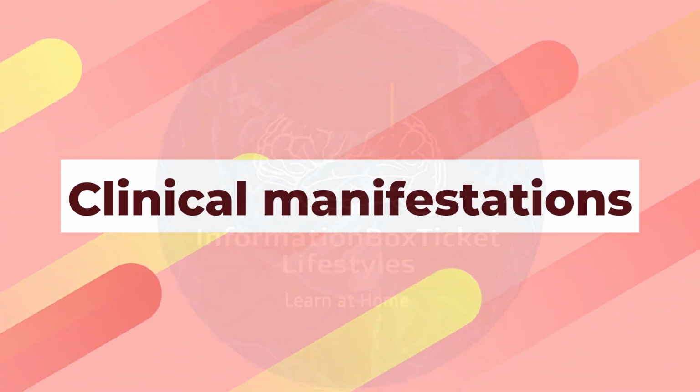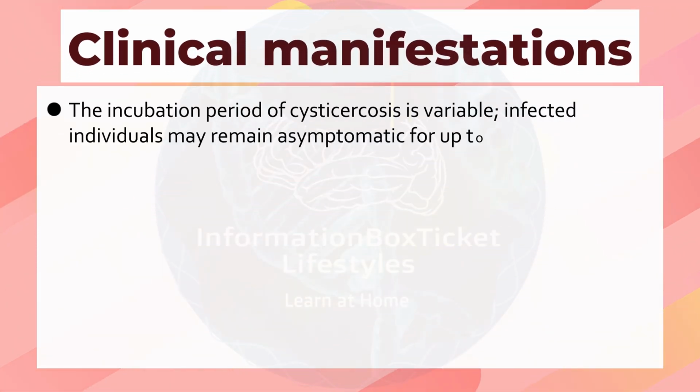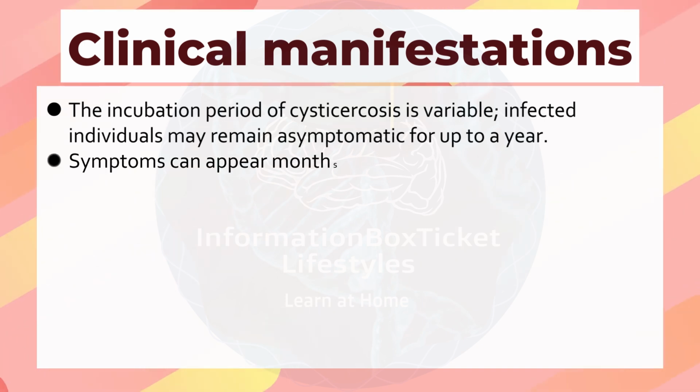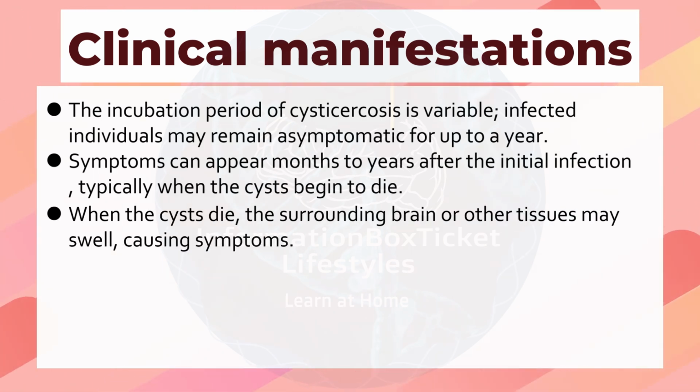Clinical manifestations. The incubation period of cysticercosis is variable. Infected individuals may remain asymptomatic for up to a year. Symptoms can appear months to years after the initial infection, typically when the cysts begin to die. When the cysts die, the surrounding brain or other tissues may swell, causing symptoms.